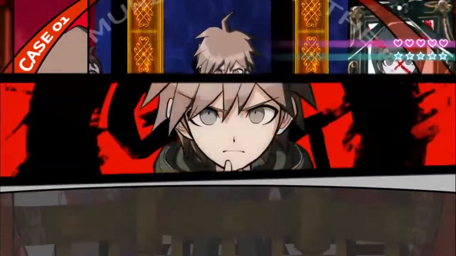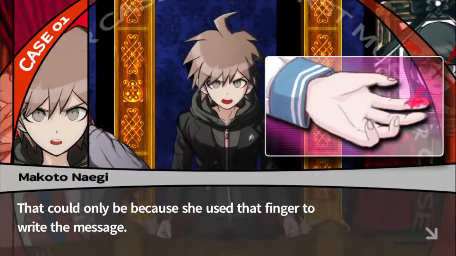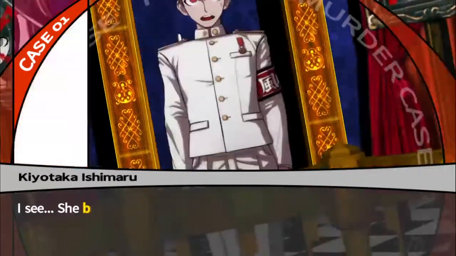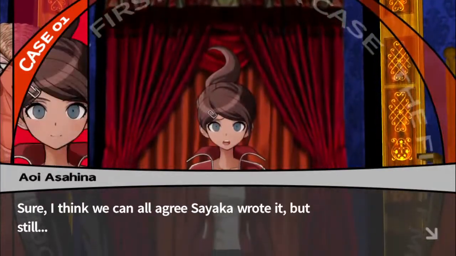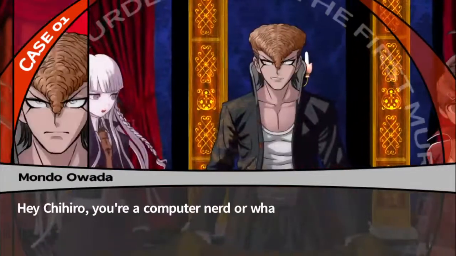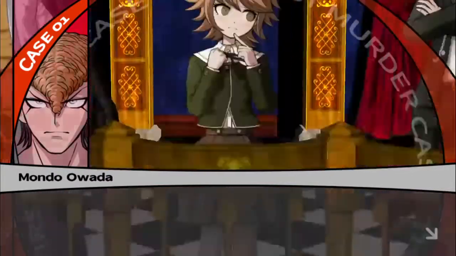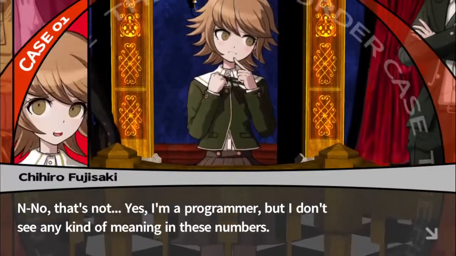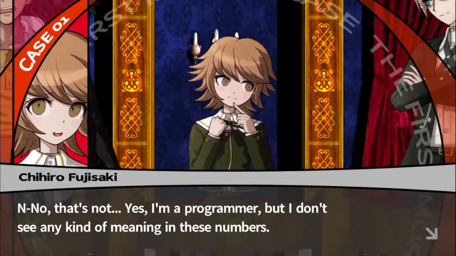I got it! Her left index finger. That could only be because she used that finger to write the message. I see. She broke her right wrist during the... Sure. I think we can all agree, Sayaka. What the heck do those numbers mean? Hey, Chihiro. You're a computer nerd or whatever, right? You should know all about... No, that's not... Yes, I'm a programmer, but I don't see any kind of meaning in these numbers.